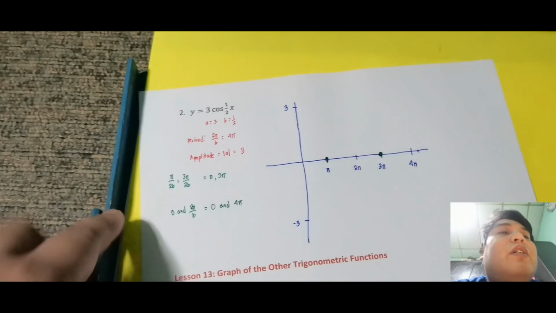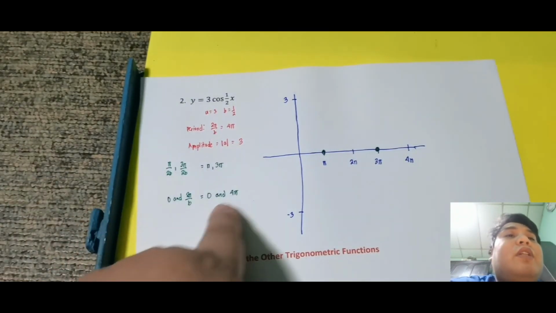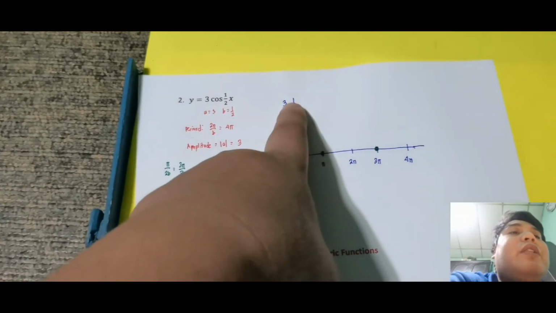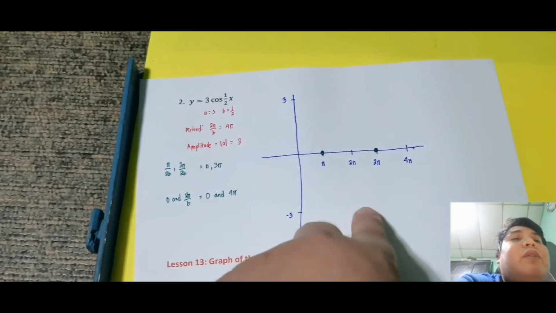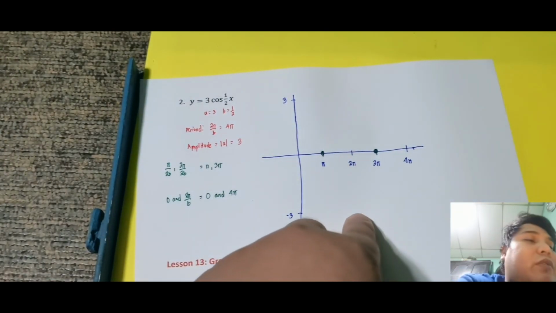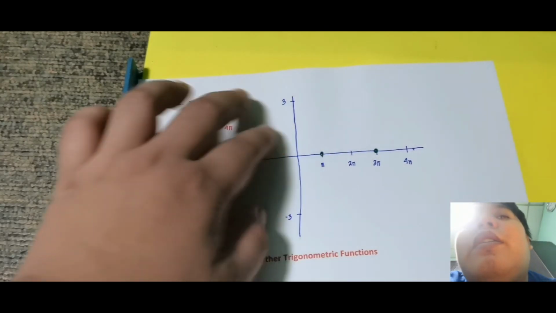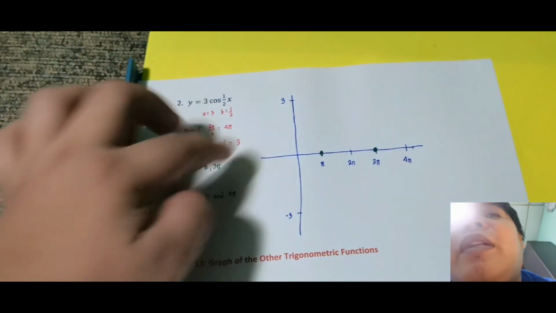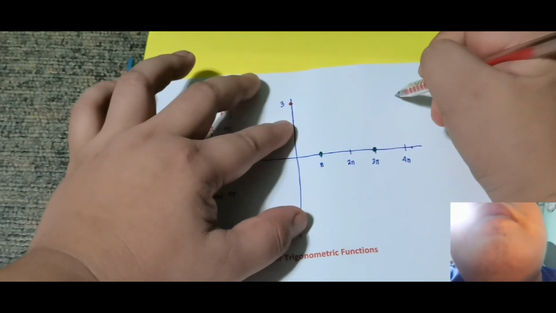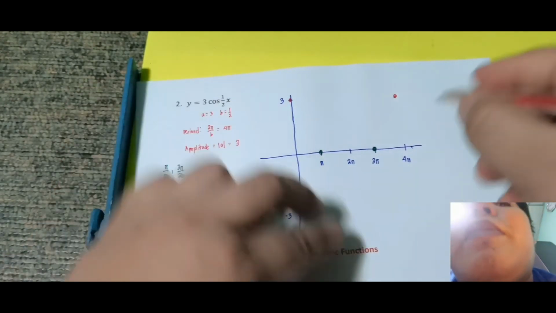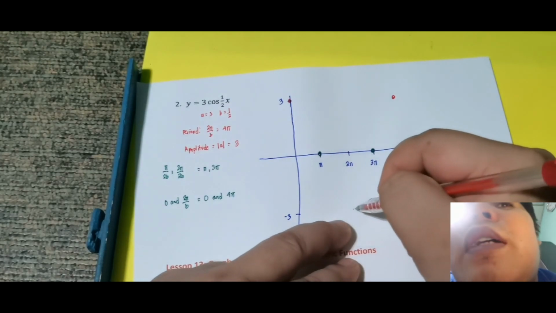Okay, so meaning dito sa 0 ma-attain yung maximum value na 3, dito sa 4 pi ma-attain yung maximum value na 3. So meaning ano tong 2 pi, dun makukuha yung minimum value. Doon yung nangyayari. So red ko lang. Sabi niya sa 0, ma-attain niya yung maximum value dito, tapos dito yung isa. Okay, siyempre dito ma-attain yung minimum value.